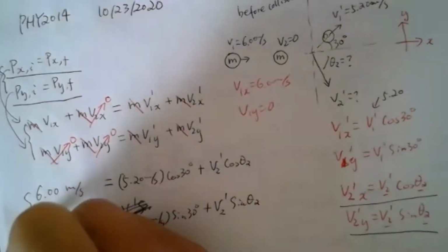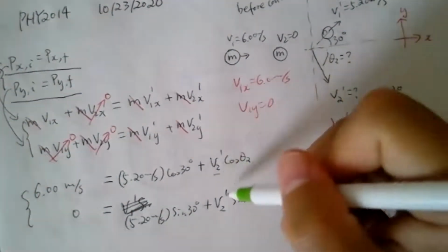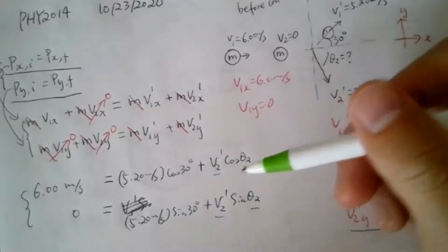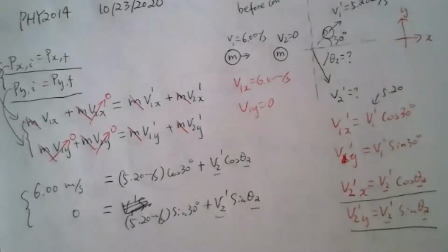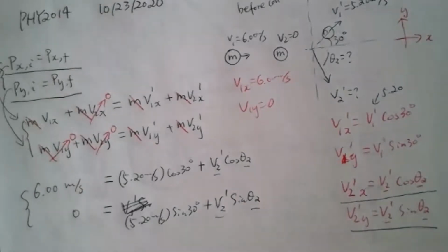So you have these two equations, and two unknowns in them, v2 prime and theta 2. Then you can solve for both of them. Let's see how. You can write one unknown as a function of the other, that means in terms of the other, and then replace it in the second equation with the expression. Okay, so let's take a look.